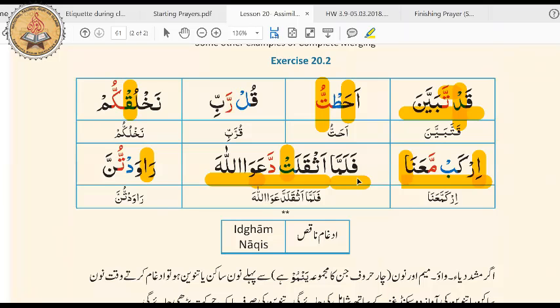Do you want to start? Have a go at the highlighted part. Fala. Good. Falamma. Very good. And try this next part up to there.